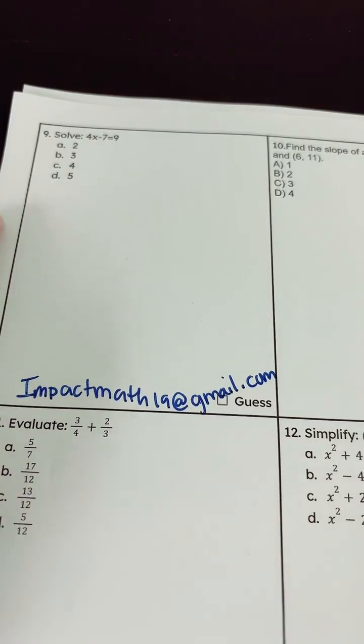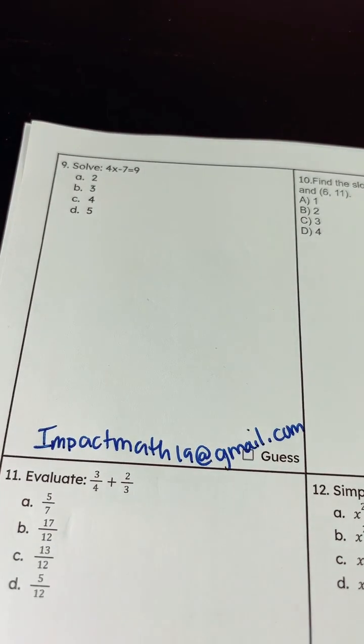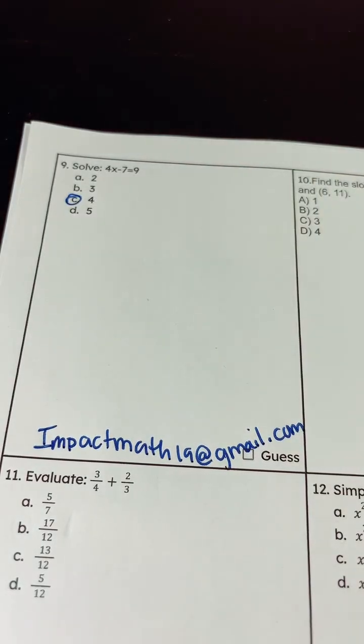Okay. All right, let's go to number 9. Solve 4x minus 7 equals 9. So I see C. Melanated says C. I see a whole bunch of C's coming in. Ooh, does it? C. Okay. We gonna circle it. All my pack members. Hey, Mel. Mel says C as well.